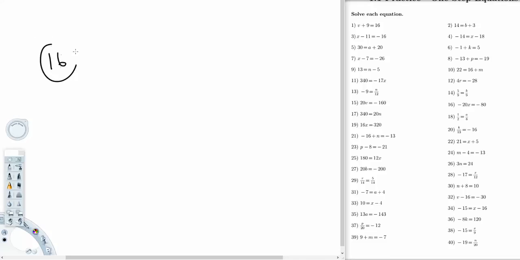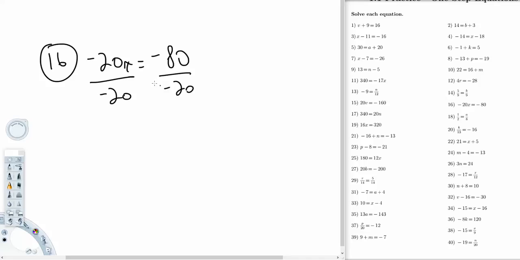So now for number 16. Minus 20x equals negative 80. So this we have to divide by negative 20, right? Because this is a negative 20. And this we have to divide by negative 20 because we have to do the same thing to both sides. So we cancel these. We're left with 1 times x because negative 20 divided by negative 20 equals 1. And here we have negative 80 divided by negative 20. We can cancel a 0 on each side. And we have negative 8 divided by negative 2, which equals 4. And that is the right answer.